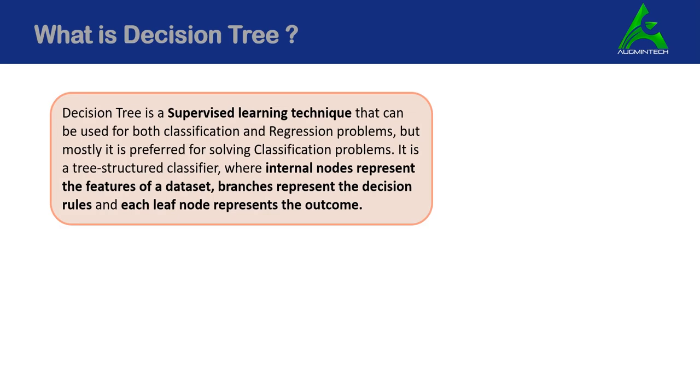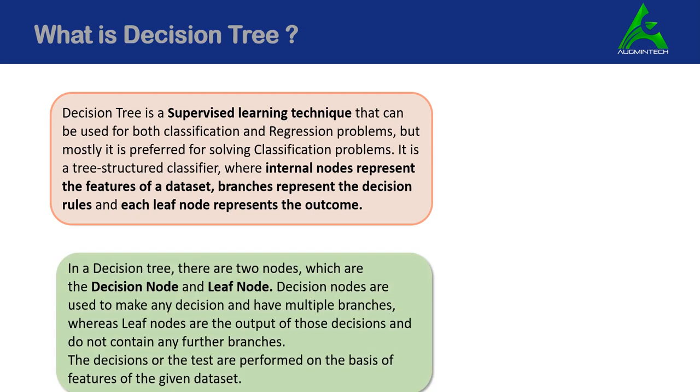So decision tree is a supervised learning technique that can be used for both regression and classification problems, but mostly it is preferred to solve classification problems. It's a tree structured classifier where internal node represents the features of dataset, branches represents the decision rules, and each leaf node represents the outcome. In a decision tree, there are two nodes, which are the decision node and the leaf node. Decision nodes are used to make any decision and have multiple branches, whereas leaf nodes are output of those decisions and do not contain any further branches. The decision tests are performed on the basis of features of given data set.